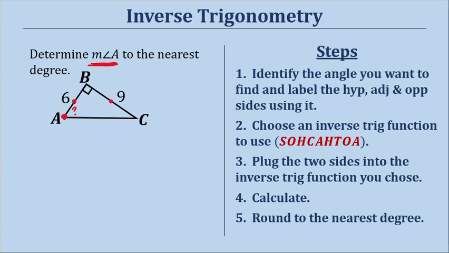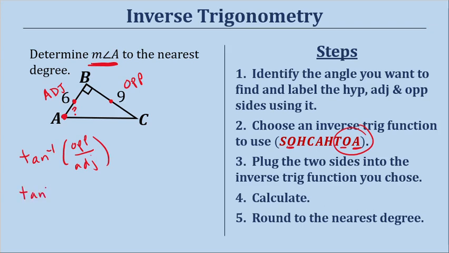From here, I'm going to label my sides. Normally I would label my hypotenuse, but it doesn't have anything on it, so I'm going to skip that. Then I'm going to go toward the angle I've chosen, and that side is going to be the adjacent, and the remaining side will be the opposite. Looking at SOHCAHTOA, of my three options, the one that uses opposite and adjacent is tangent. So my formula is going to be tangent, specifically inverse tangent, of opposite over adjacent, and that's going to equal my angle value.